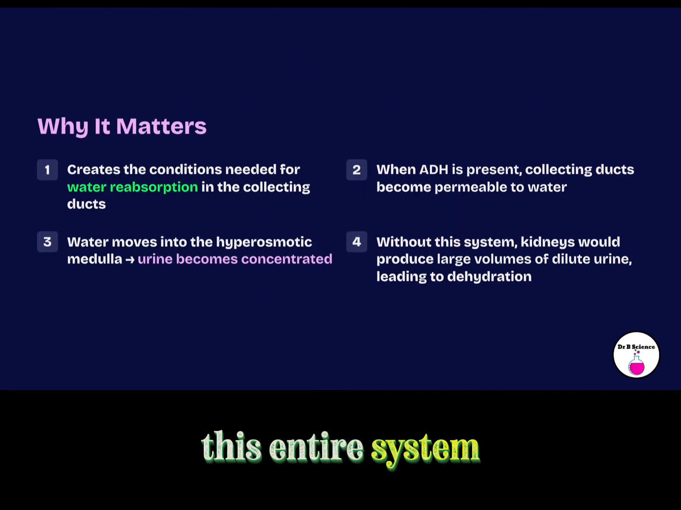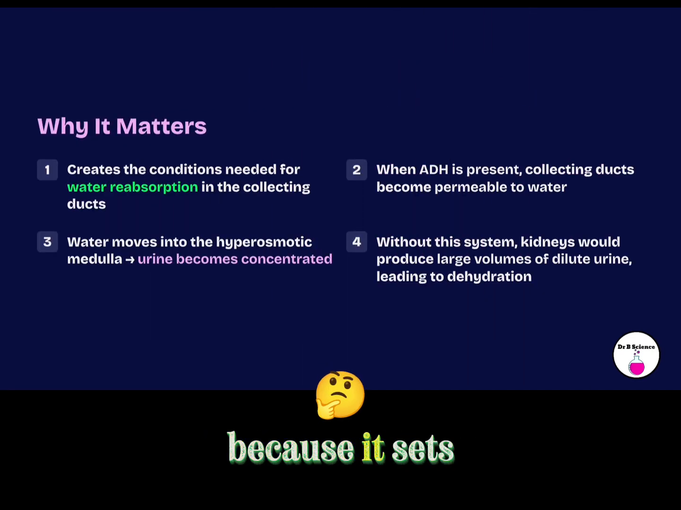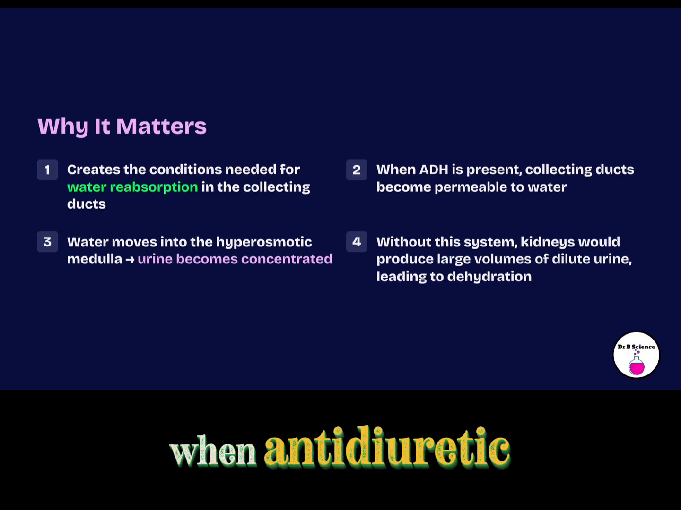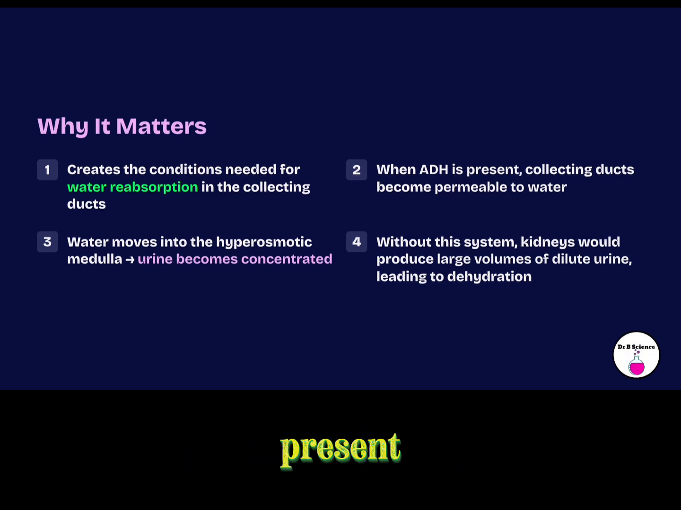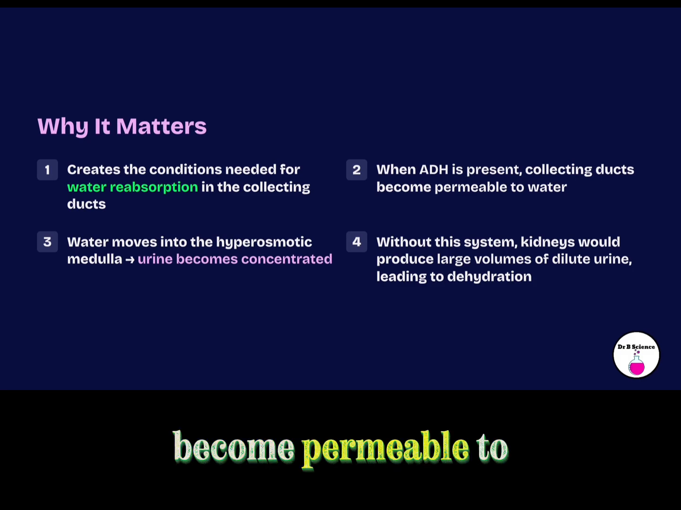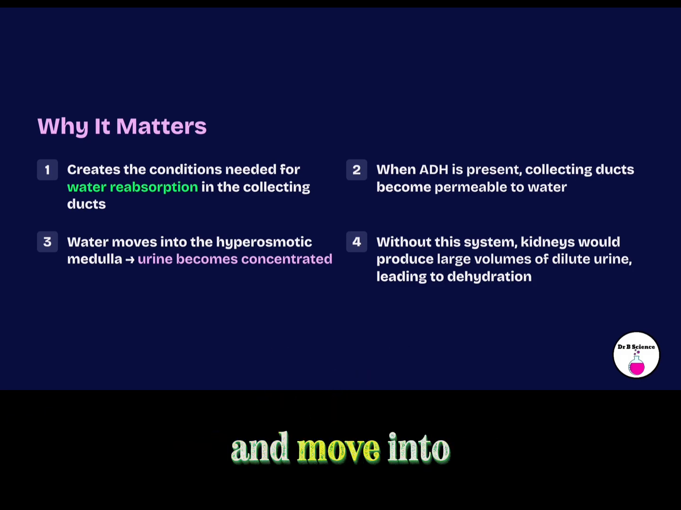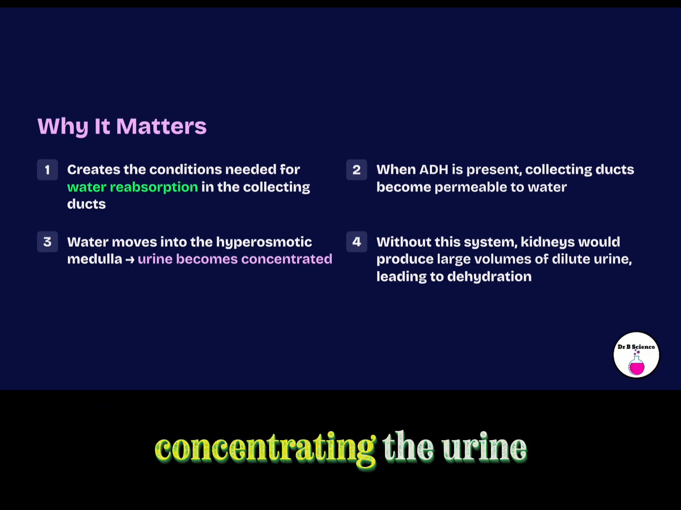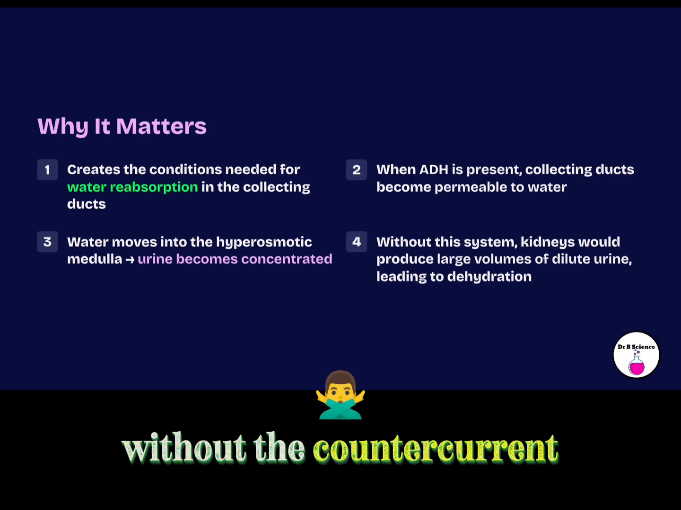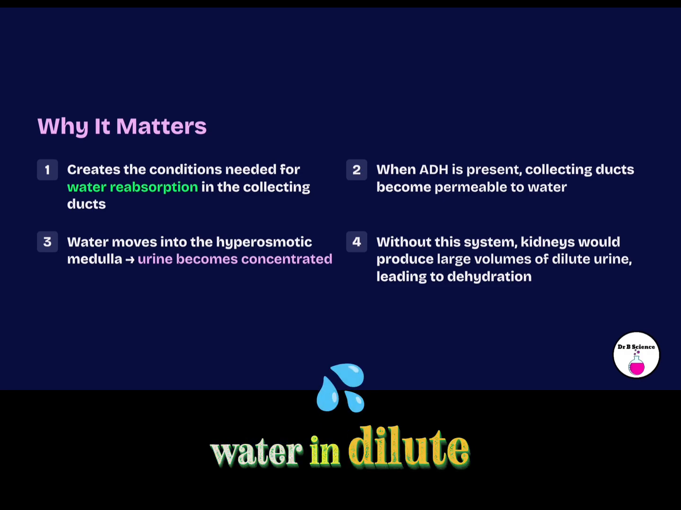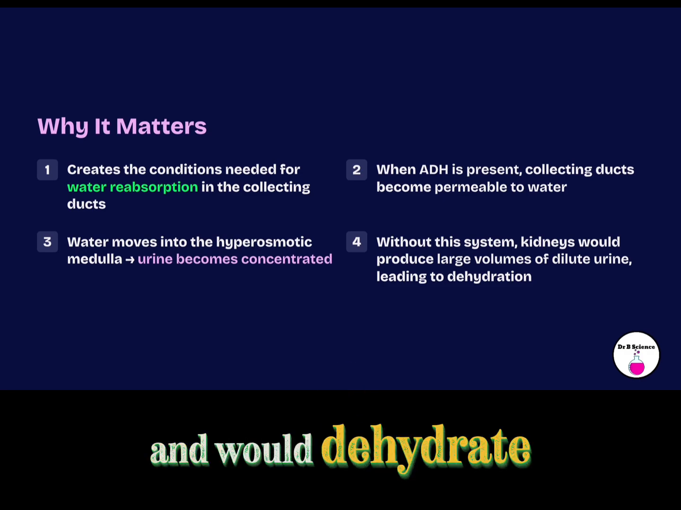This entire system is crucial because it sets the stage for the collecting ducts. When antidiuretic hormone, or ADH, is present, the collecting ducts become permeable to water. Now, water can leave the filtrate and move into the salty medullary interstitial fluid, concentrating the urine. Without the countercurrent multiplier system, we would lose large amounts of water in dilute urine and would dehydrate quickly.